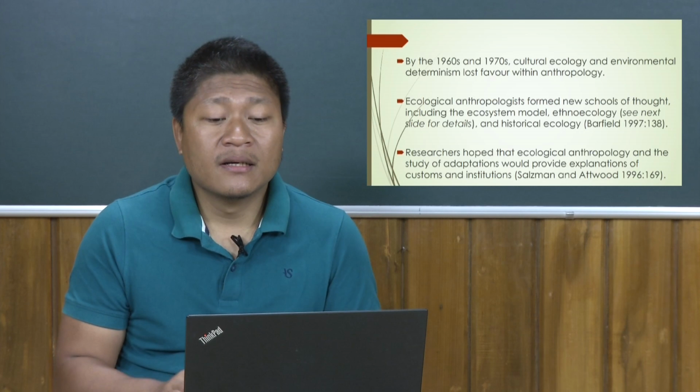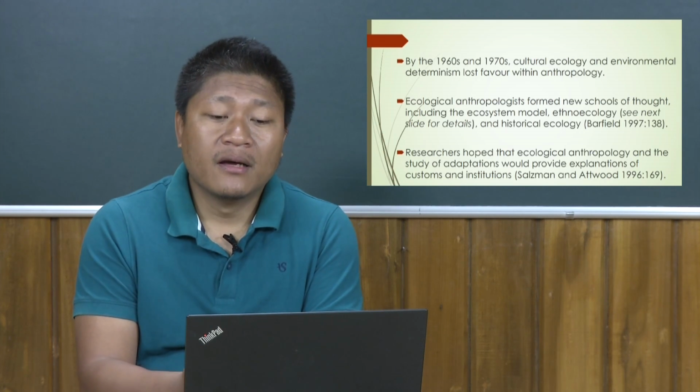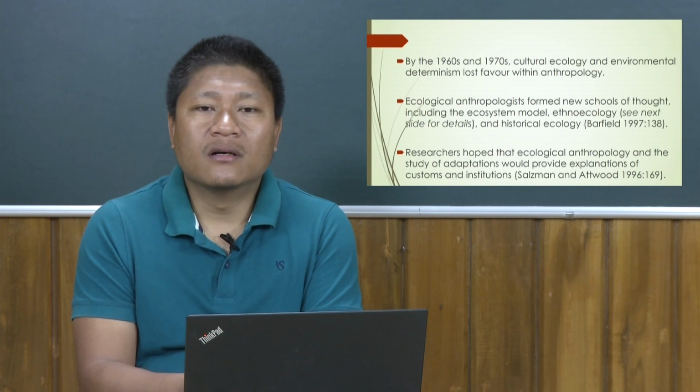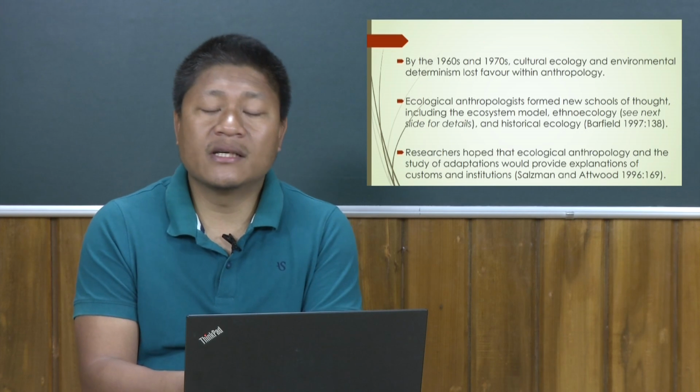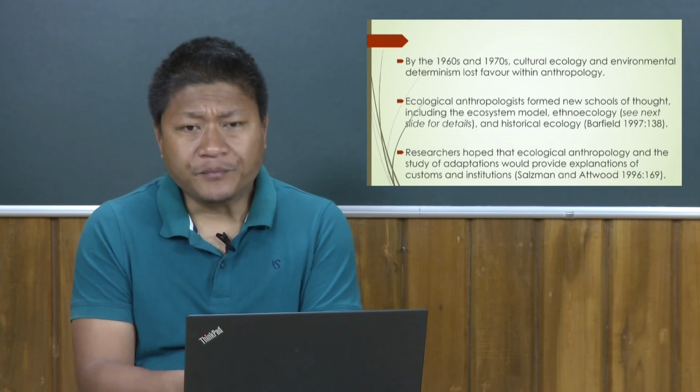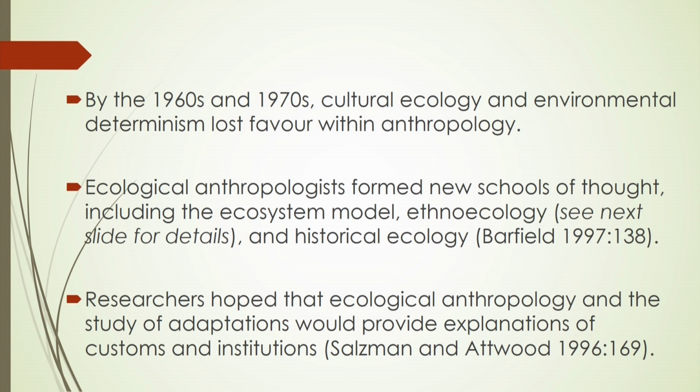Now, ecological anthropologists tended to engage in forming a new school of thought, which includes the ecosystem model and also sub-disciplines like ethnoecology and historical ecology. And with these sub-disciplines, researchers in the field of ecological anthropology have a strong urge and hope that the study of adaptations would provide particular explanations of customs and institutions. That is, how human institutions are influenced, if not understood, in the context of humans and environment.